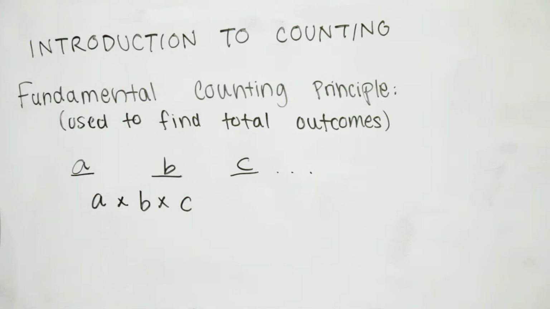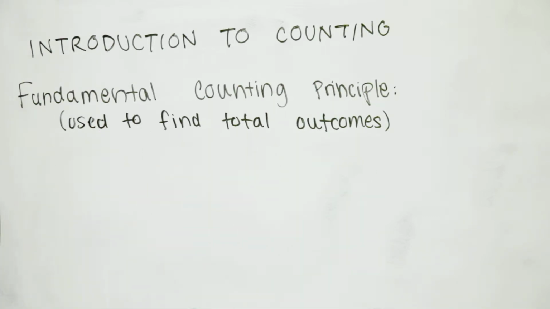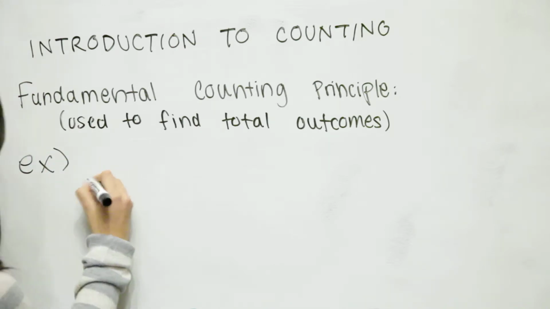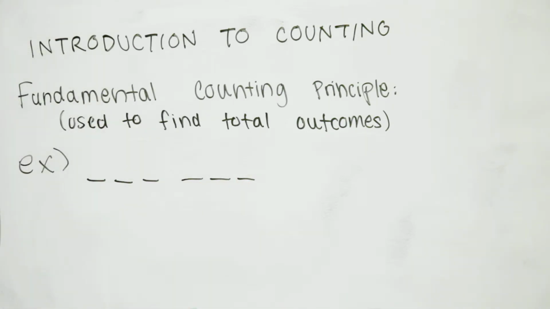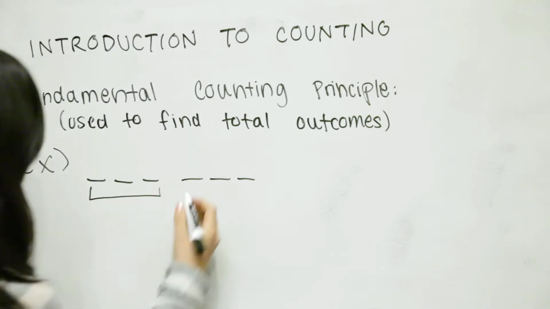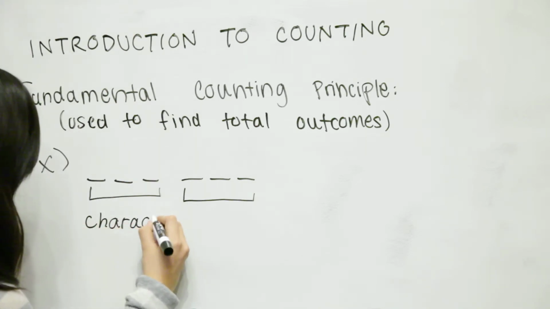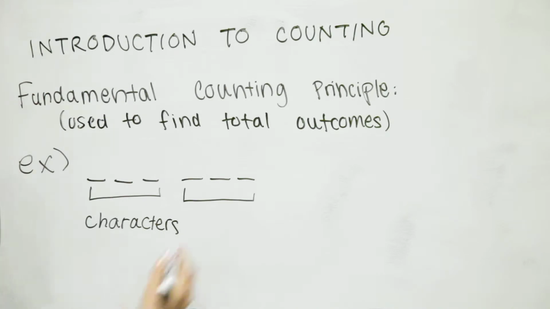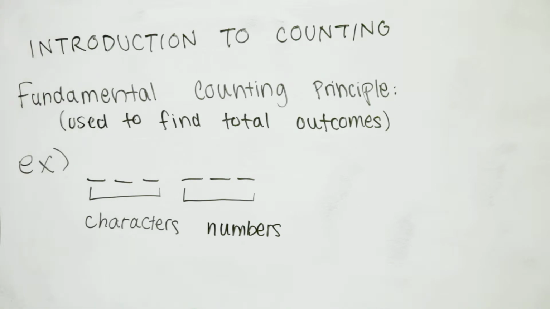So this might be confusing right now. Let's just jump into some examples. So for the first example, let's pretend that in some certain state, there is a license plate that has six characters and digits. So for the first three, only characters in the alphabet are allowed. And for the last three, only numbers are allowed. So how many possible license plates are there from these combinations?